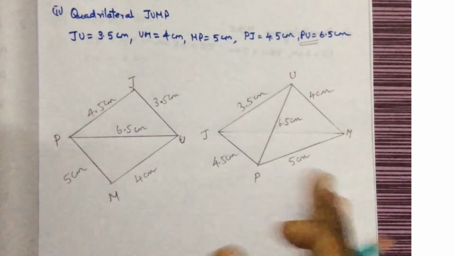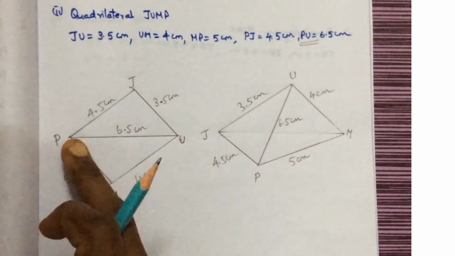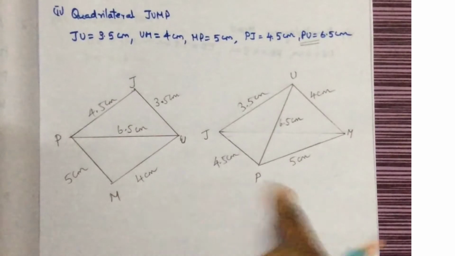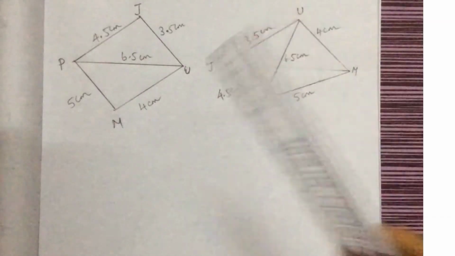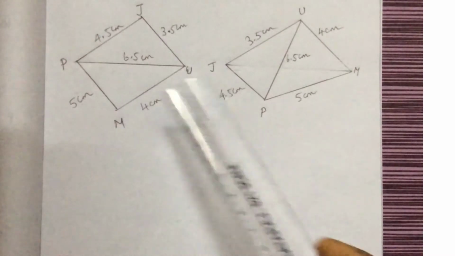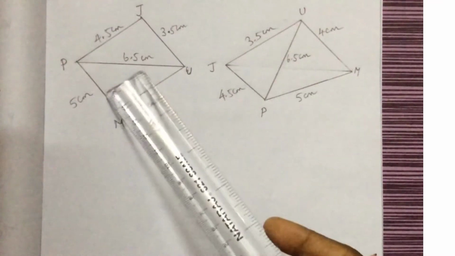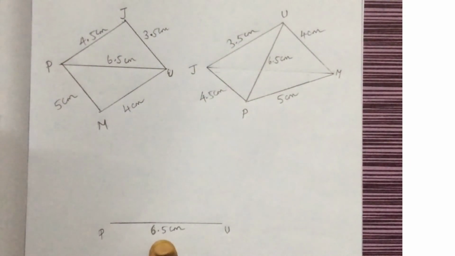There are 2 ways of drawing. Any way you can draw. It doesn't mean always the diagonal should look like this. It can also look like this. Any way, whatever way is comfortable you can draw with that. So I am going to draw like this. So now we have to draw a straight line PU of 6.5 centimeter.